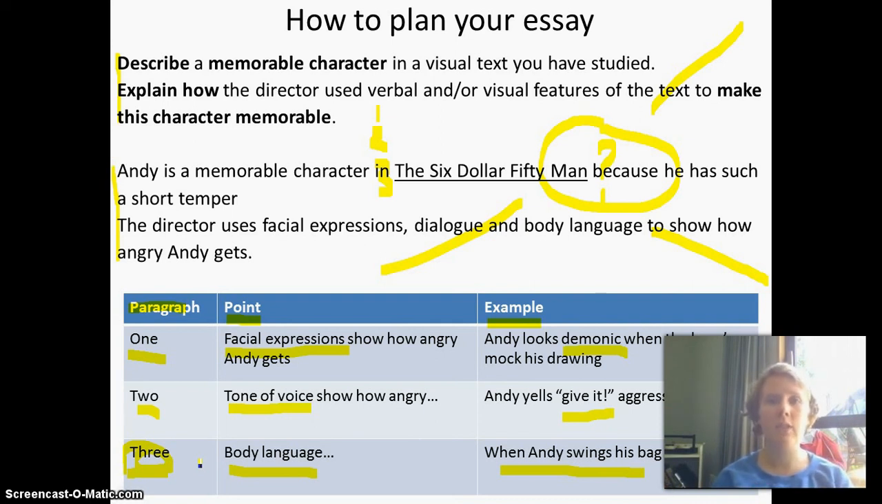Straight after this, there's going to be a second tutorial, and that is for the turning point essay. So if you're still confused about how to actually plan your essay, then that's the one that you want to watch next.